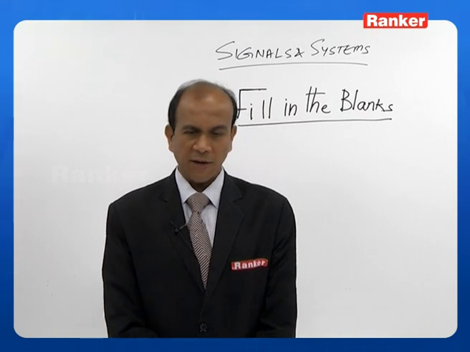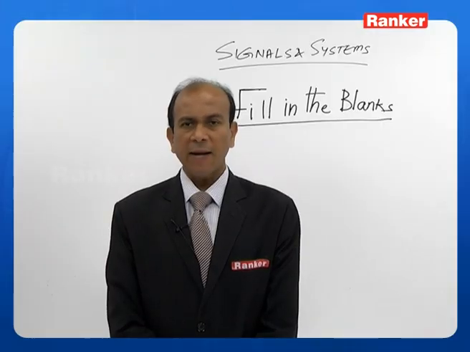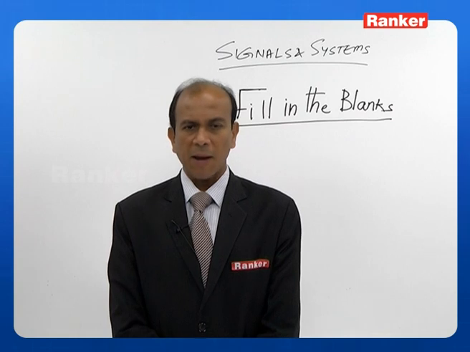Let us move on to the 18th point. A system is said to be dash if its input output characteristics do not change with time. Time invariant. So, a system is said to be time invariant if its input output characteristics do not change with time.